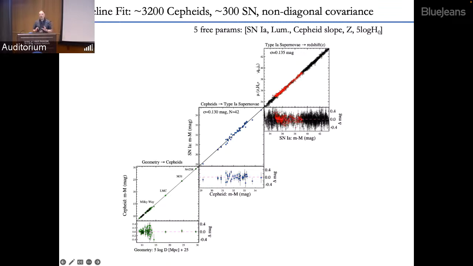There are 5 free global parameters in the distance ladder. 2 of them are the fiducial luminosity of the standard candles, Cepheids and Type 1a supernovae. 2 of them characterize Cepheid variables, the slope of the period luminosity relationship and the luminosity metallicity dependence. And the last, of course, then is the Hubble constant.